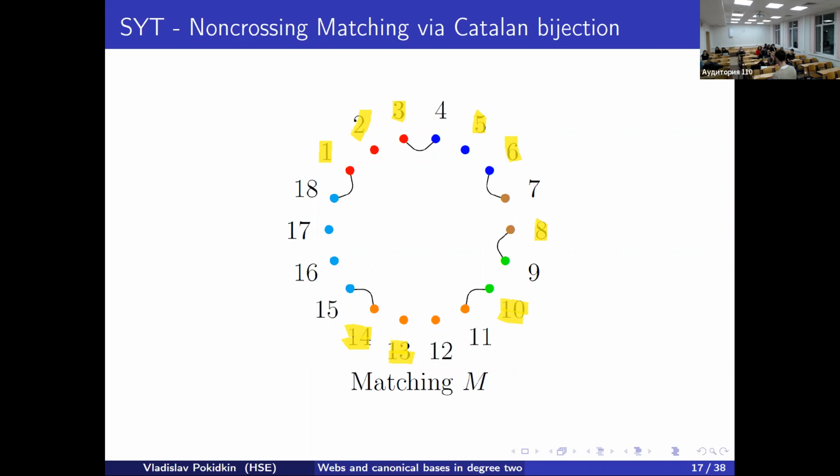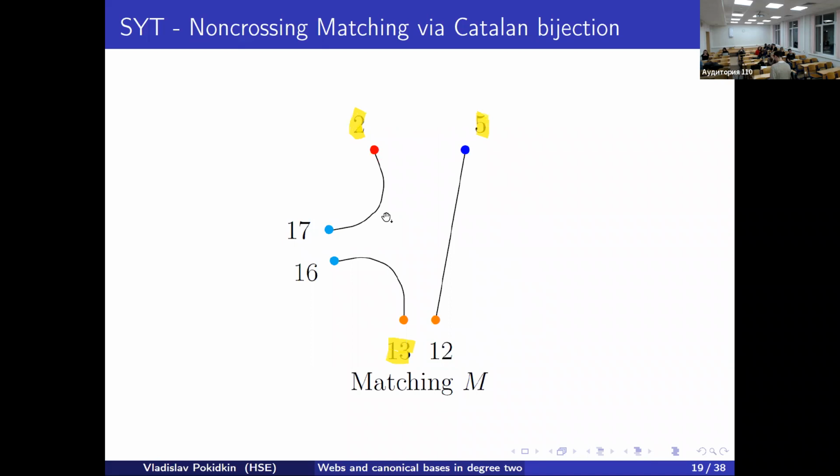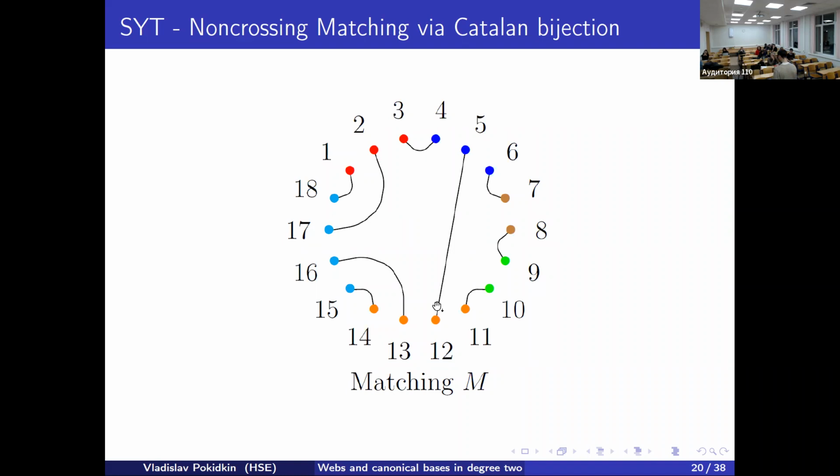Because we move clockwise. We start from 1 and go clockwise. As soon as we meet a pair of a source and a target, we connect them and go on. Then we meet again a pair of a source and a target, and we connect them. We go clockwise, and as we move on, a subsequent pair consisting of a source and a target, we connect them by an arc. Then we forget about what we connected and continue the procedure, and get a matching. All of this matching is non-intersecting. It's important that this matching is non-intersecting, and it is the Catalan bijection.